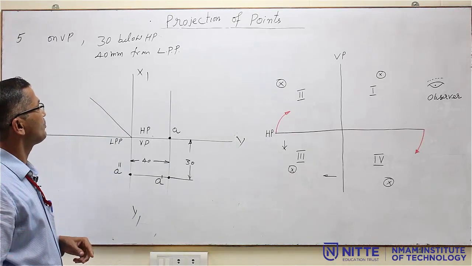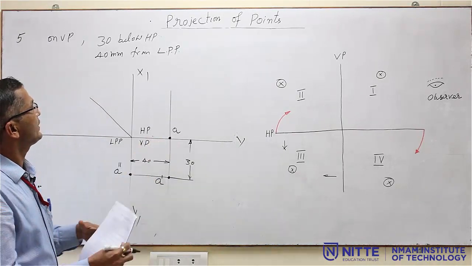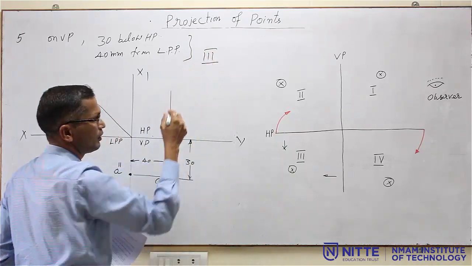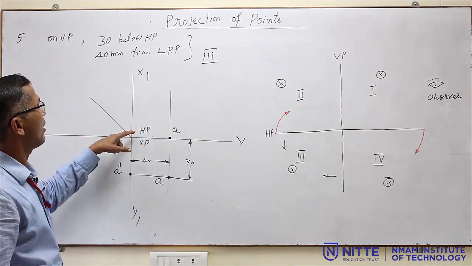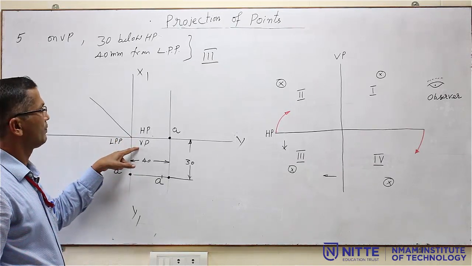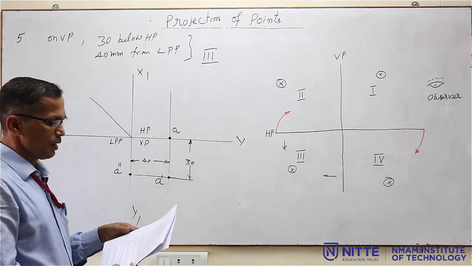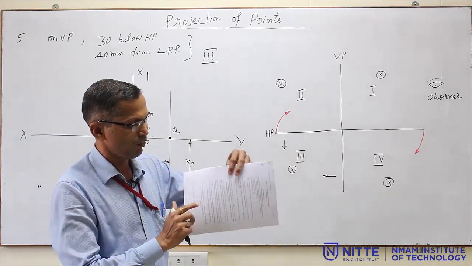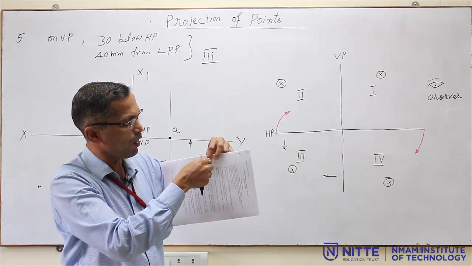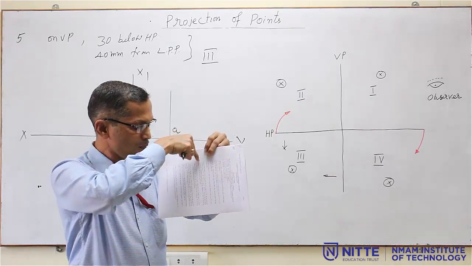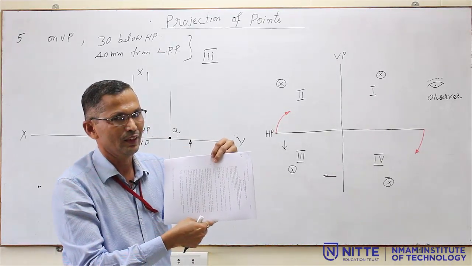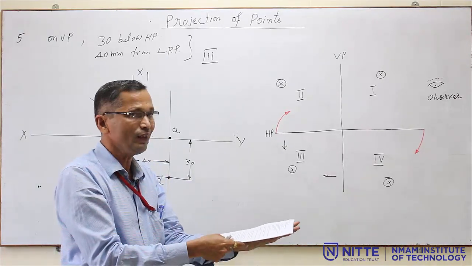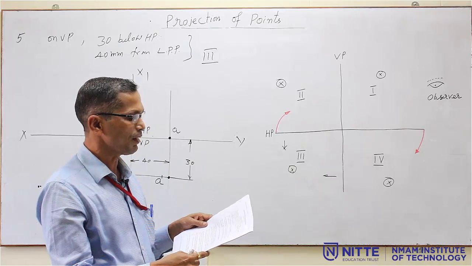Now you can see here I have taken this problem as third quadrant. The point belongs to third quadrant. That is why I have prepared HP and PP. And you have to remember, whenever a point is on VP, its top view will be on the XY line. Similarly, whenever a point is on HP, its front view will be on the XY line. So these 2 points you have to remember.